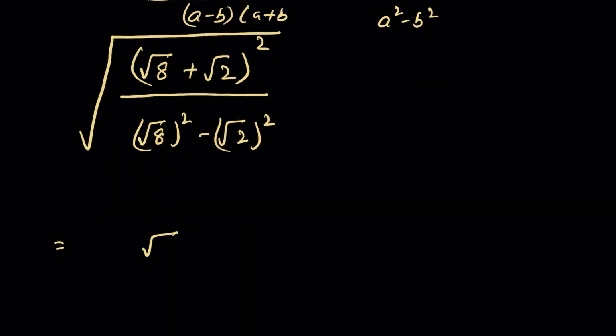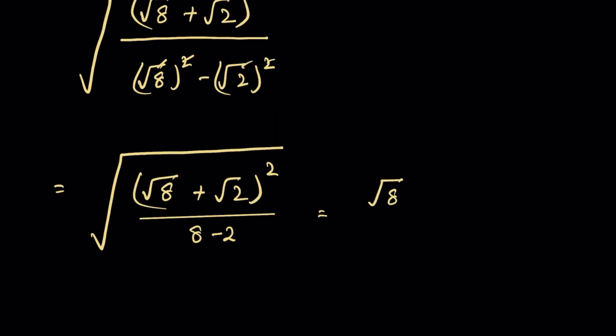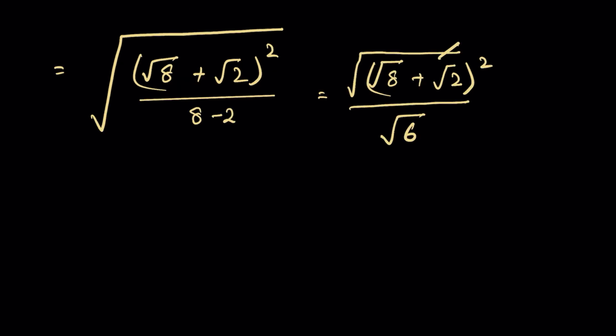So it will be square root of 8 square minus square root of 2 square, under square root. This equals square root of (square root of 8 plus square root of 2) whole square upon, we can remove the square root with this square, 8 minus 2, under square root, because when a upon b is under square root, we can write it as square root of a upon square root of b. Now we can remove the square root with this square, so this is now square root of 8 plus square root of 2 upon square root of 6.